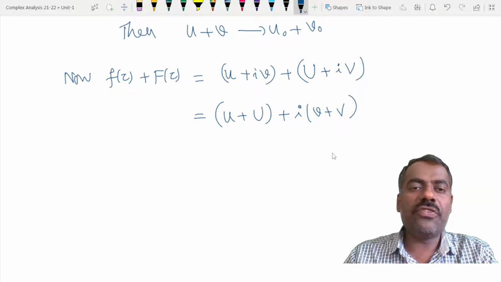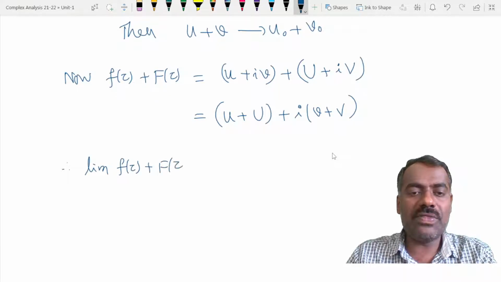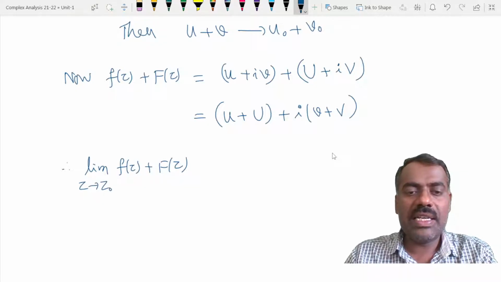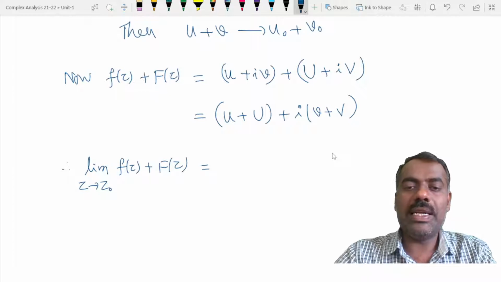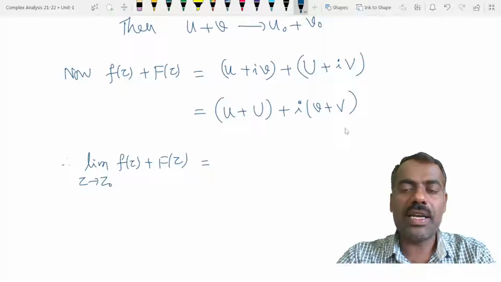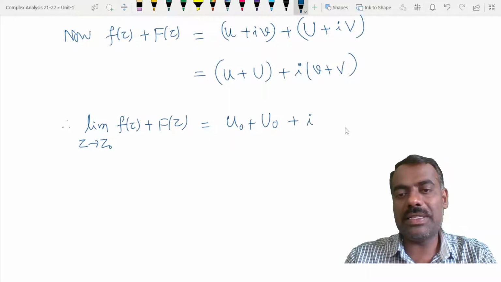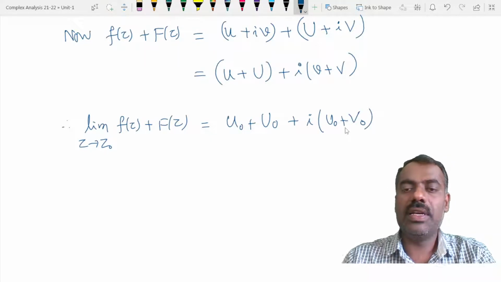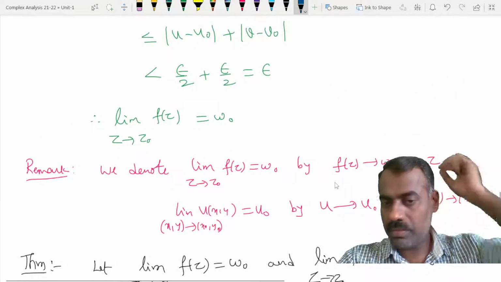Therefore, the limit of f of z plus capital F of z as z tends to z naught is the same as the limit of u plus capital U, plus I times the limit of v plus capital V. This limit is u naught plus capital U naught and that limit is v naught plus capital V naught. Are you following? So this is the same as u naught plus capital U naught plus I times this. We are using this result. Yes or no?